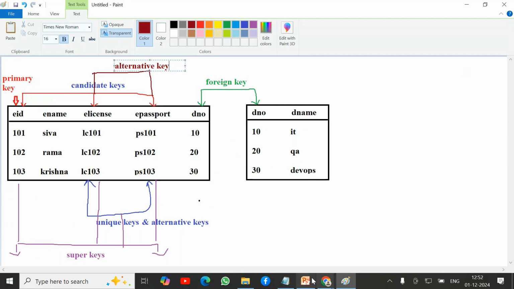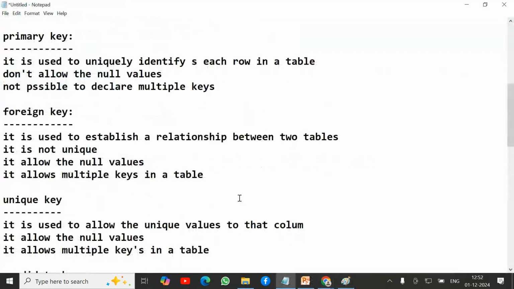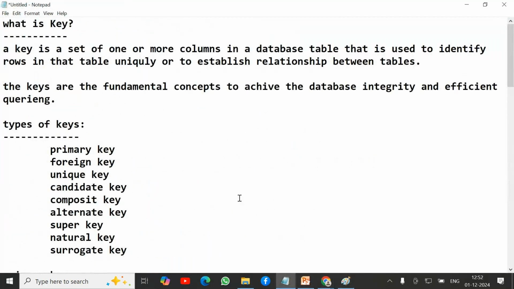If anybody has any doubts, please clarify your doubts. These are the keys in SQL.